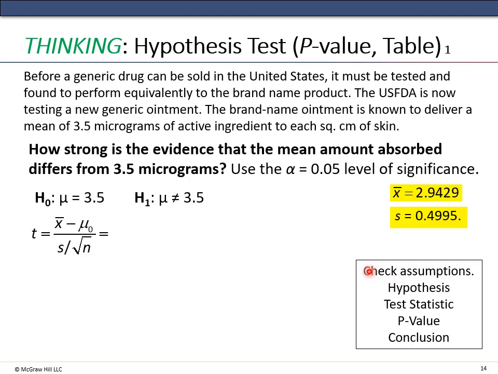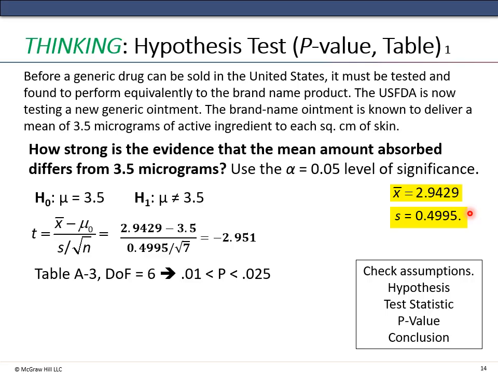We've now done our assumptions and our hypothesis. We now calculate the test statistic, plugging in the values given in the problem. I've actually gone ahead and given you the mean here and the standard deviation. We now have our t-score.